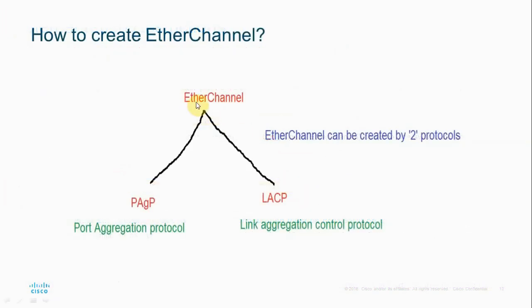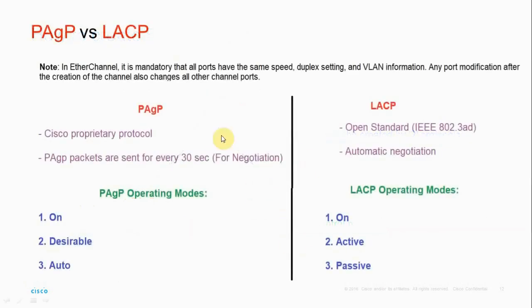EtherChannel can be created by using two protocols: PAgP, Port Aggregation Protocol, and LACP, Link Aggregation Control Protocol. What is the difference? PAgP is a Cisco proprietary protocol. LACP is an open standard, which any device can use. So PAgP is a Cisco proprietary protocol, developed by Cisco and used for Cisco devices only. LACP is the open standard 802.3ad, it can be used on any network device. Not only Cisco, you can use it on Huawei and so on.